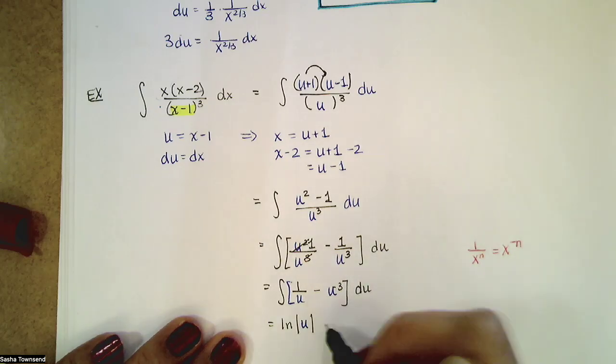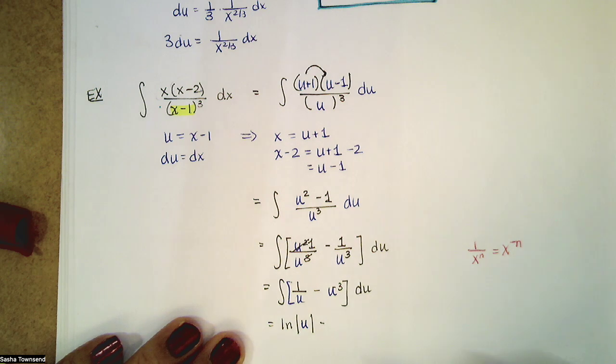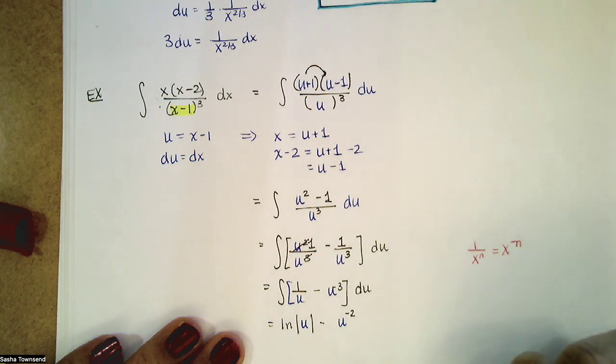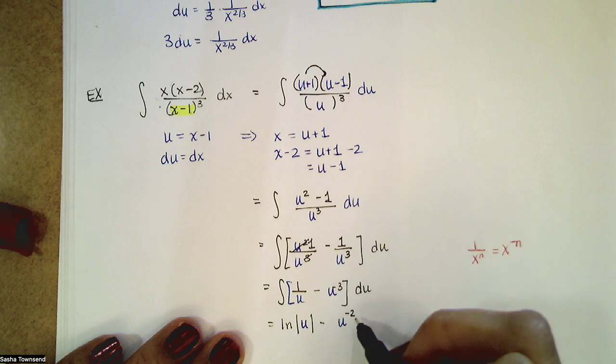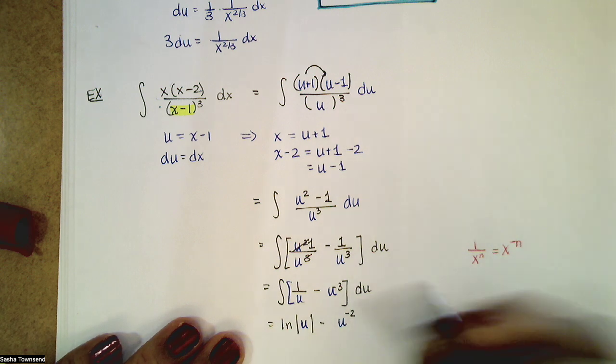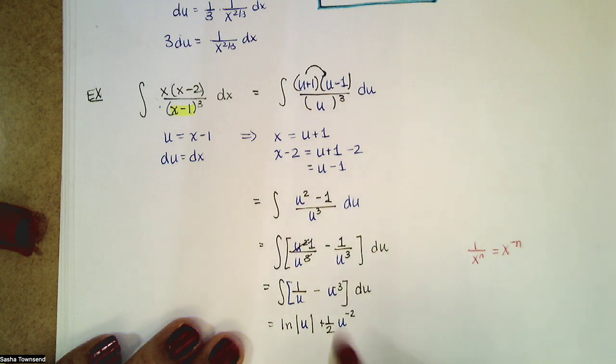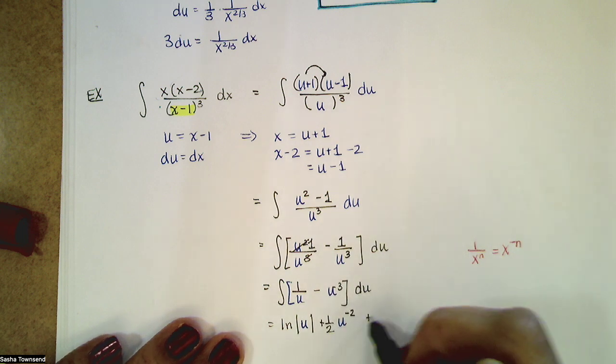And then for this one, we bring the negative 1 down. And then we ask, what is the antiderivative of u to the negative 3rd? We add 1 to the exponent. Negative 3 plus 1 is negative 2. And then we divide by the new exponent. Dividing by negative 2 is the same as multiplying by negative 1/2. Negative times a negative is going to be a positive, so we get a positive 1/2 there. Then we add c.